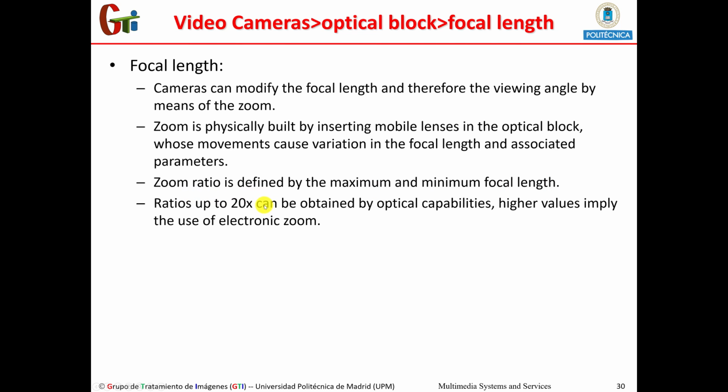Usually, ratios up to 20 times can be obtained by means of optical capabilities, but higher values are not exactly due to the optical block, but are obtained by means of signal processing capabilities, what is called the electronic zoom.